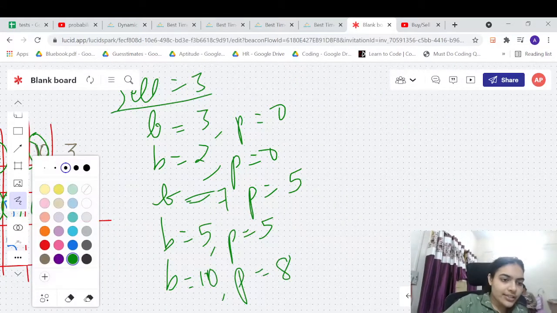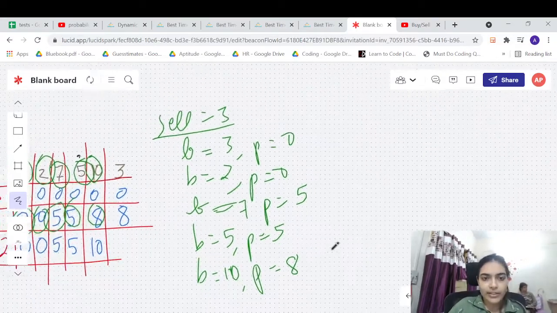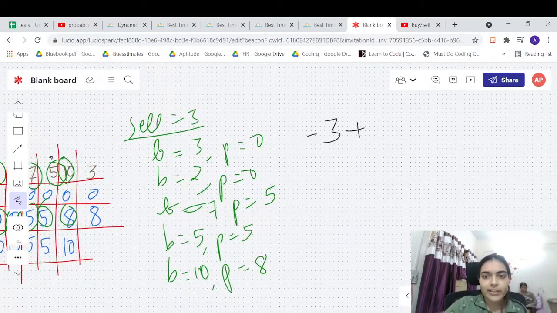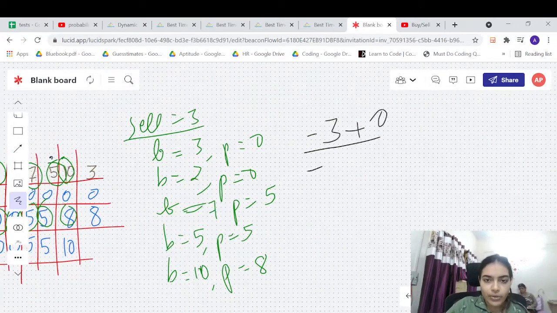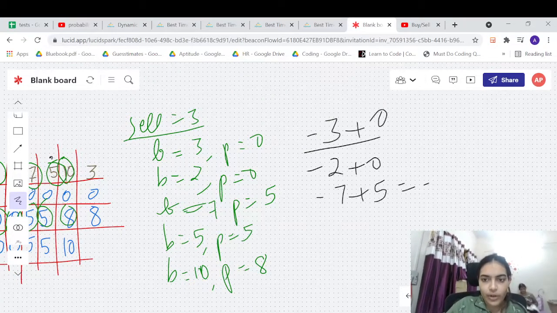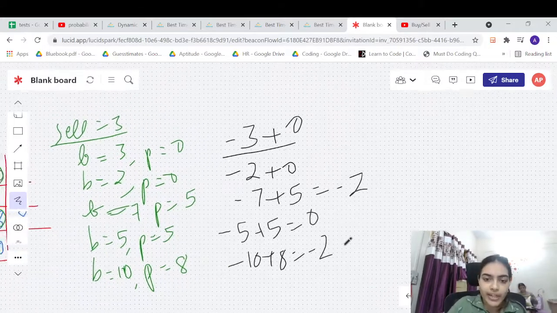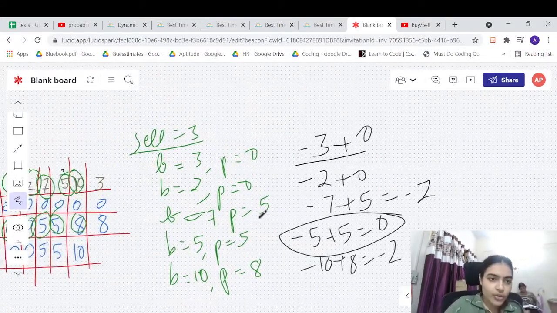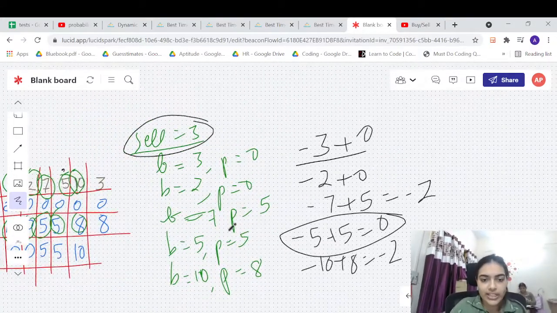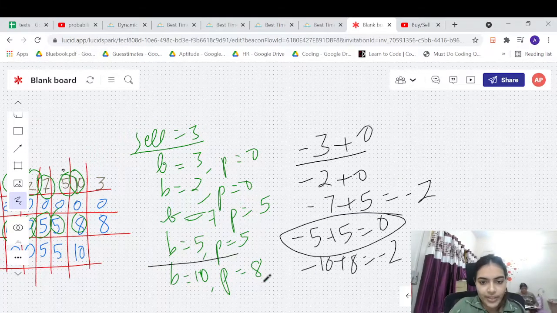So let's write down the best case possibility in this scenario. You will have to spend 3. Minus 3 plus 0. Next case is minus 2 plus 0. Next case is minus 7 plus 5, which is equal to minus 2. Next case is minus 5 plus 5, which is equal to 0. Next case is minus 10 plus 8, which is equal to minus 2. So which is the best possibility? Best possibility is 0. So if you decide to sell on this day, it is best to buy on this particular day.